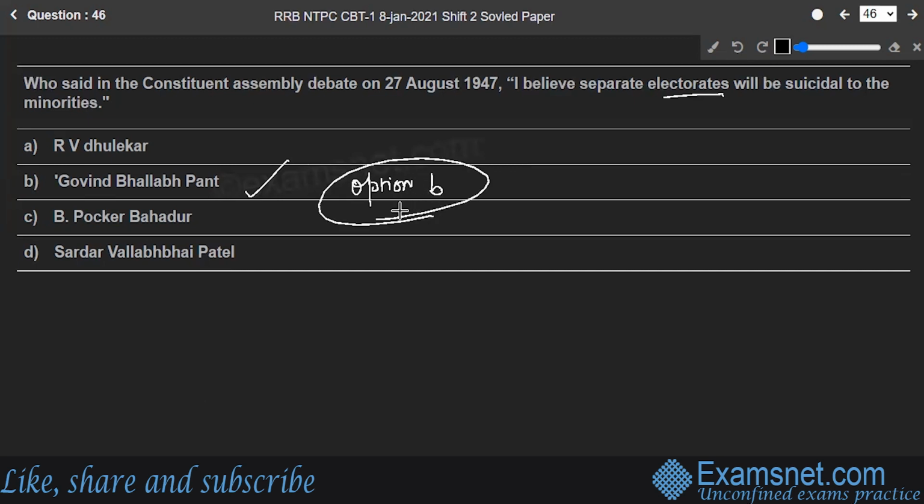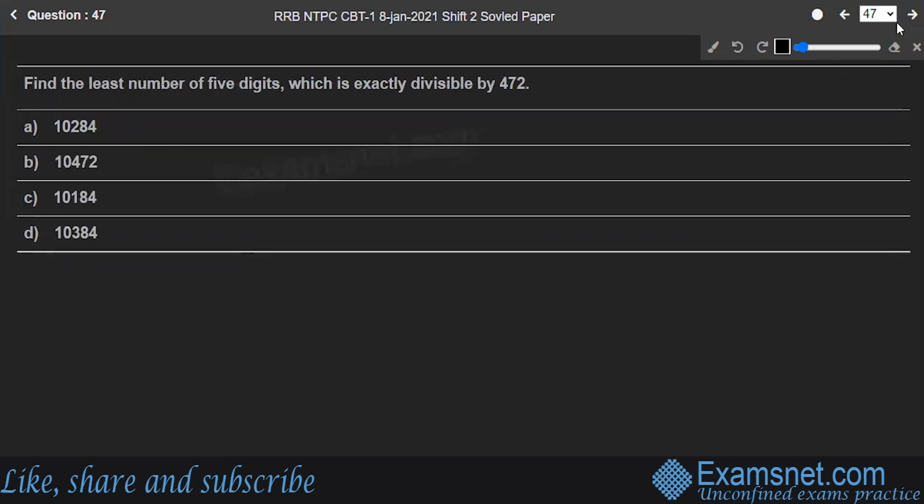If we talk about R.V. Dhuletkar, he was elected as a member of the Constituent Assembly of India from 1920 to 25. He published Hindi newspapers Swaraj, Prapti and Free India. B. Pocker Sahib Bahadur was an Indian politician and social worker from South Canara, Madras Presidency. Sardar Vallabhbhai Patel served as the first Deputy Prime Minister of India. So, option B is the answer to this question. Next is question number 47.